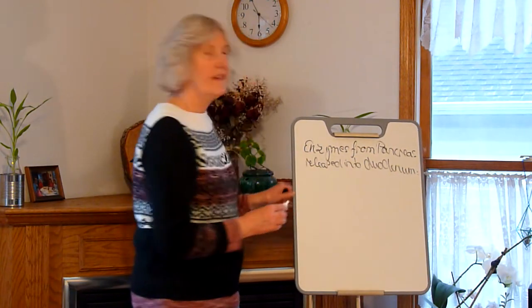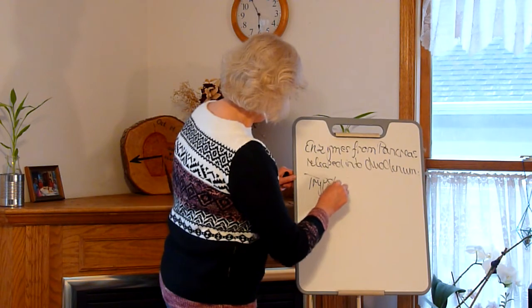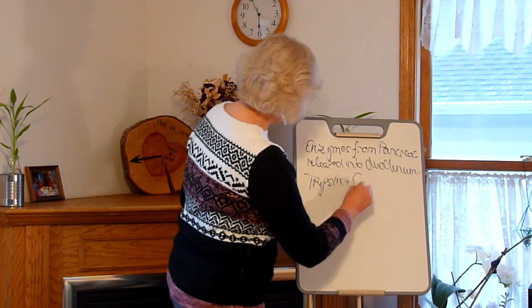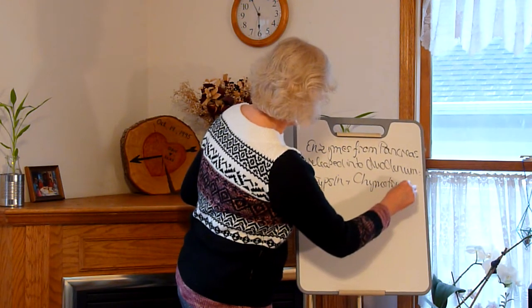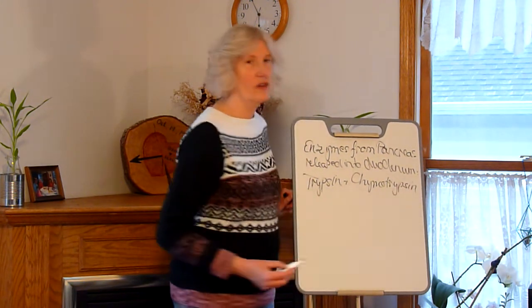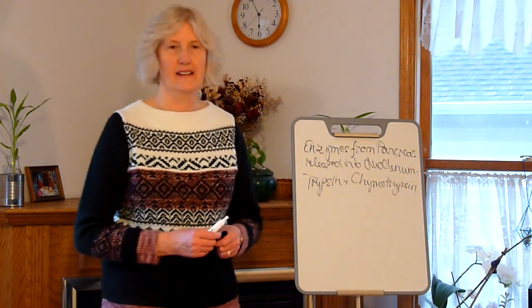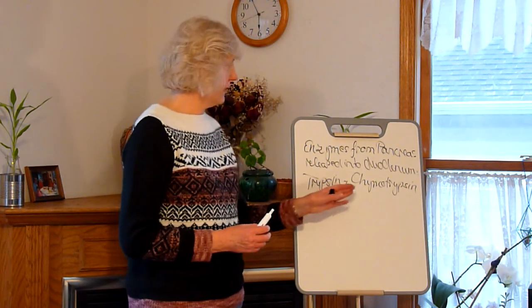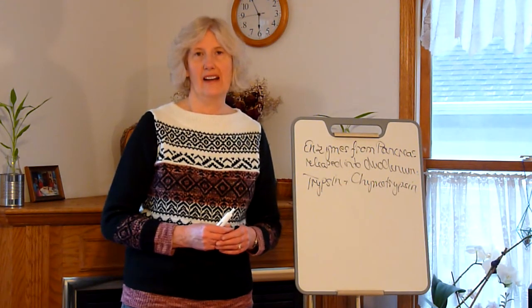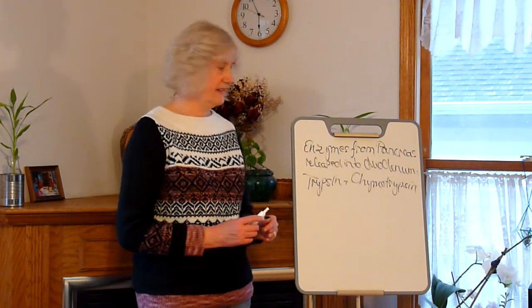First of all, trypsin and chymotrypsin are enzymes that break down proteins or short pieces of proteins, which are called peptides. These enzymes, trypsin and chymotrypsin, break these proteins or peptides down to amino acids.